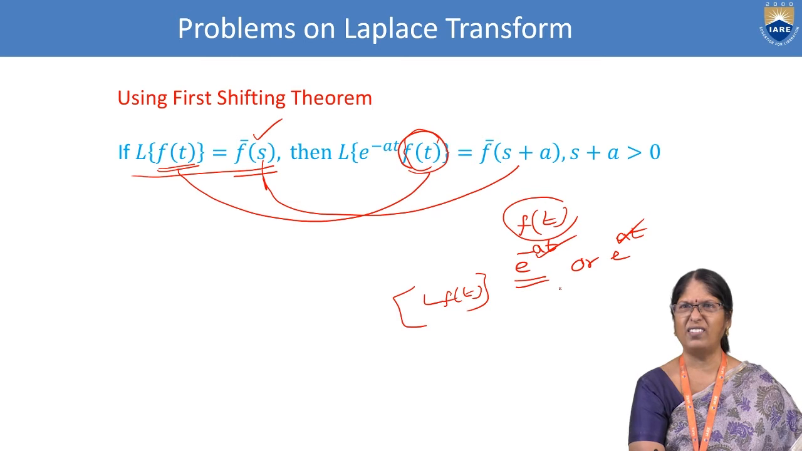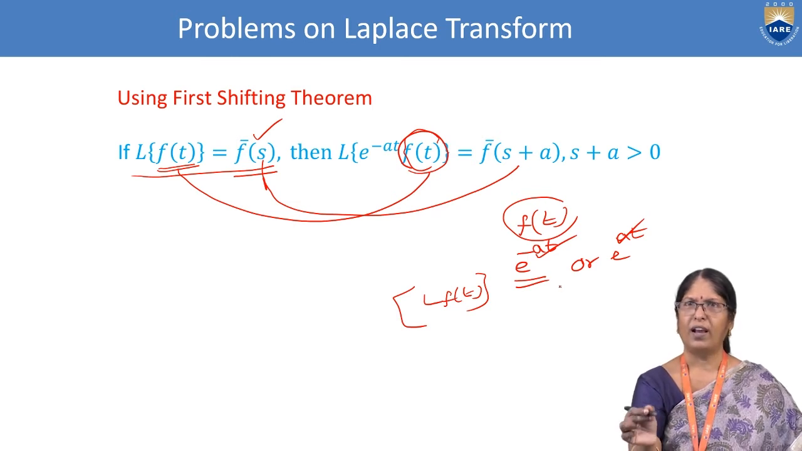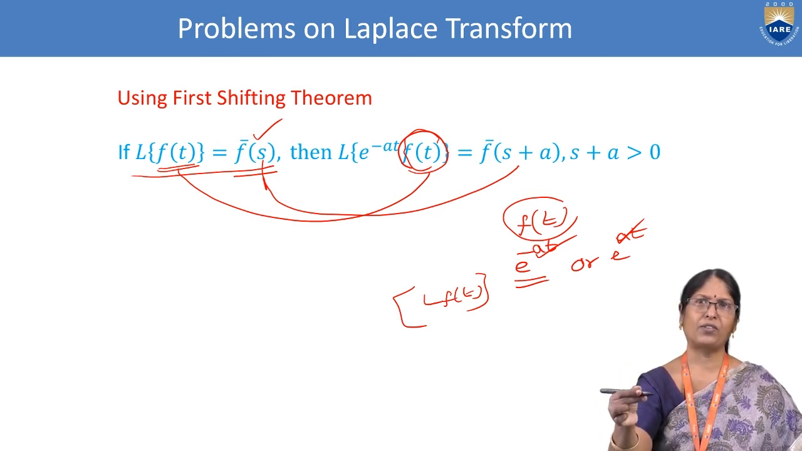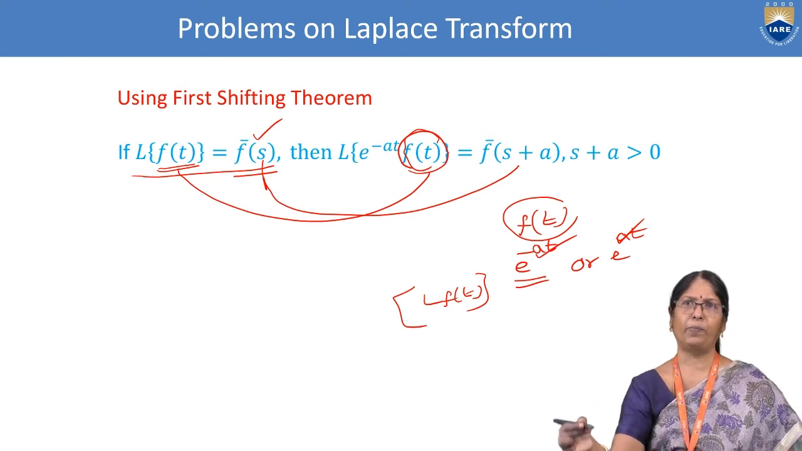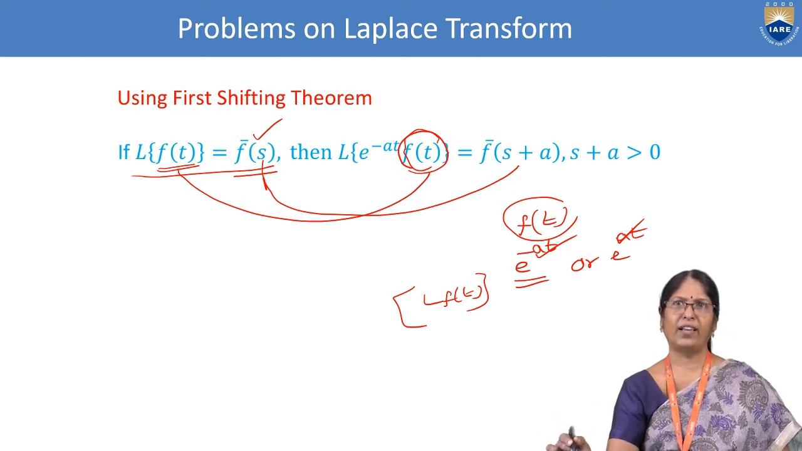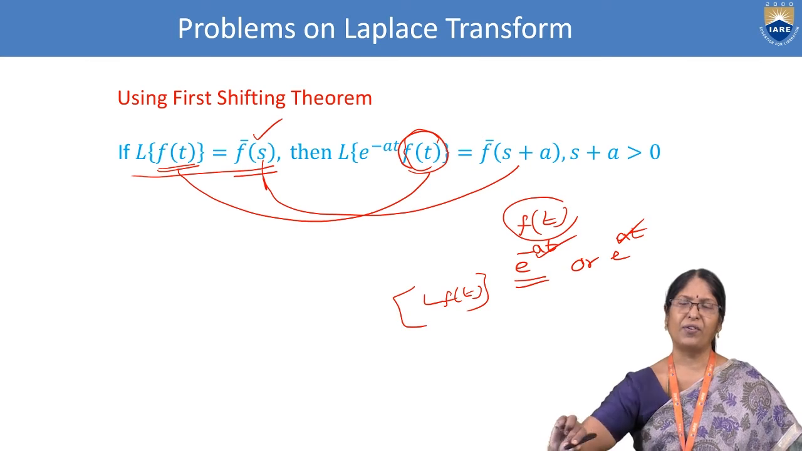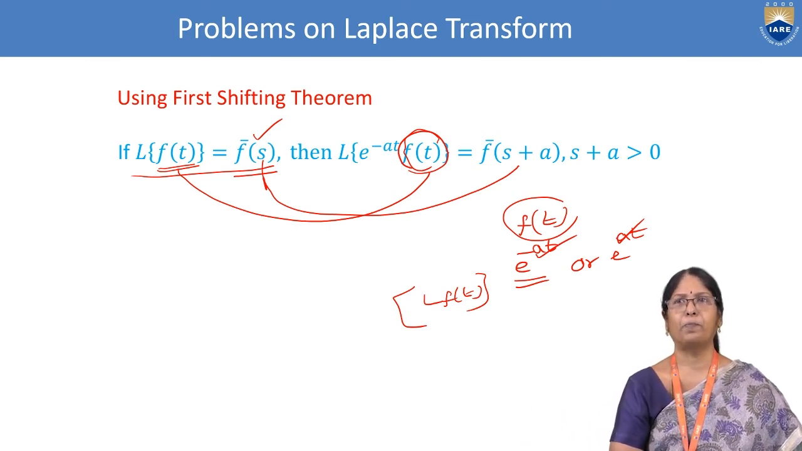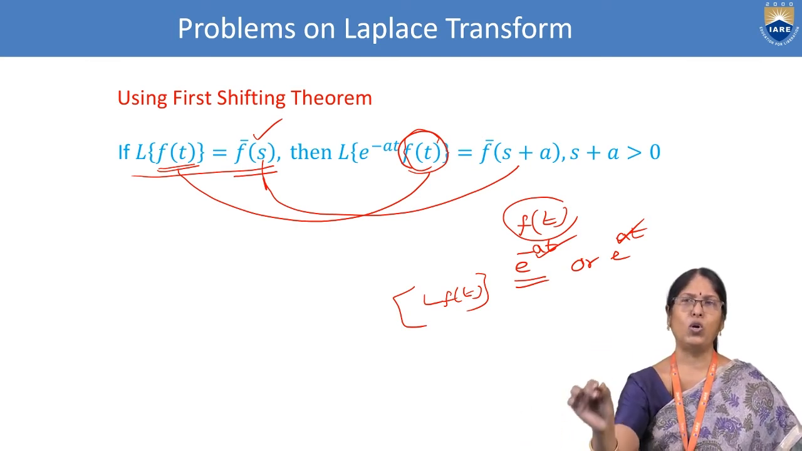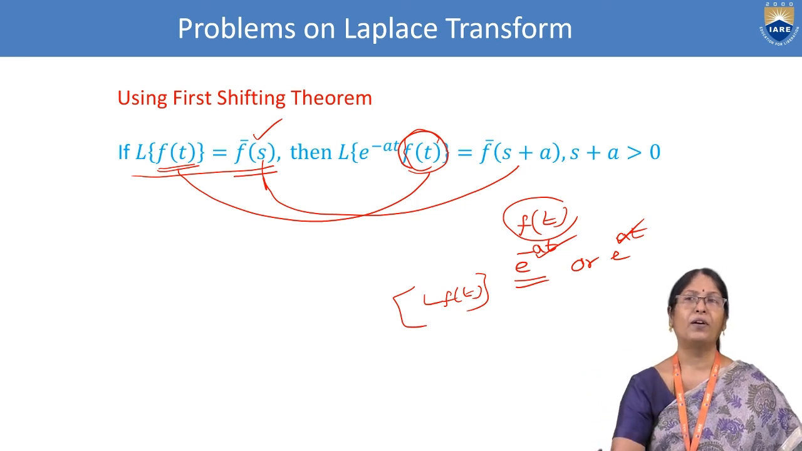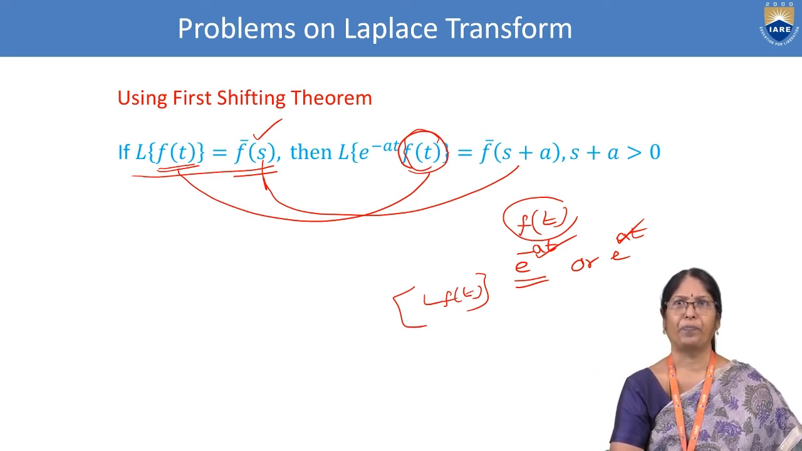The final answer, we know it after substituting the Laplace transform formula, the result will be in terms of s. The s is nothing but a real or complex number. That we know. This s in the final result is replaced by s plus a. This is only the basic concept of the first shifting theorem.